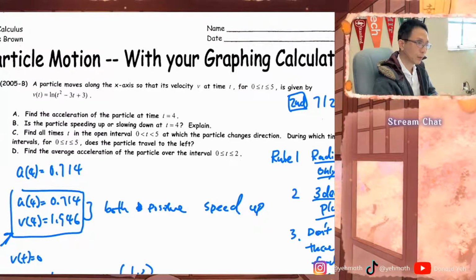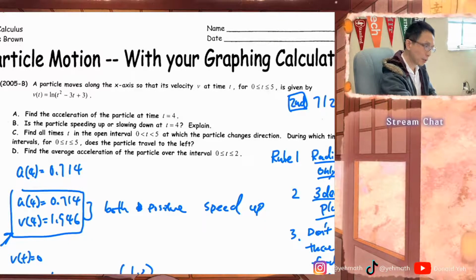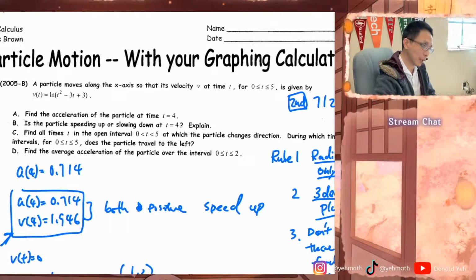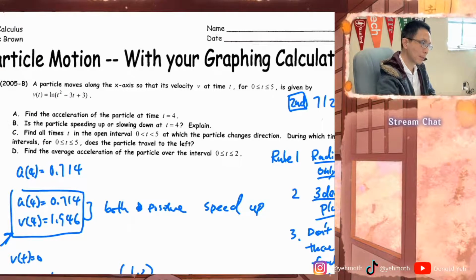That I remembered already. And this one is for sure on the AP exam. So I'm going to circle the ones that are on the AP exam. This one's possibly on the AP exam.